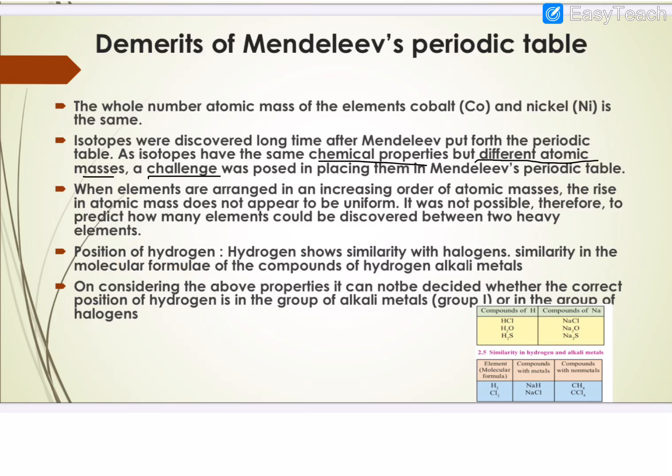Next is the position of hydrogen. Hydrogen shows similarity with halogens. Also, hydrogen shows similarity in the molecular formulae of compounds of hydrogen and alkali metals. So in Mendeleev's periodic table there was no proper position for hydrogen.